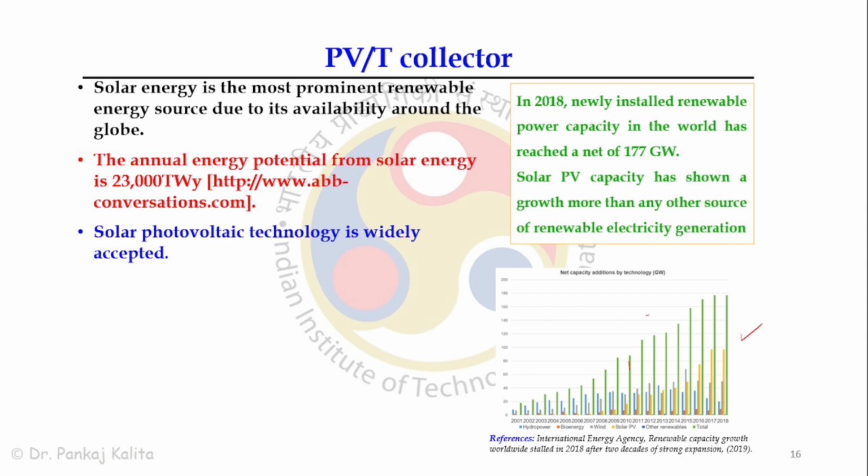There are other renewable energy sources also that can be utilized. In 2018 itself, the newly installed renewable power capacity in the world reached a net of 177 gigawatt. India itself has crossed 120 gigawatts of installation, I think more than that. Okay.